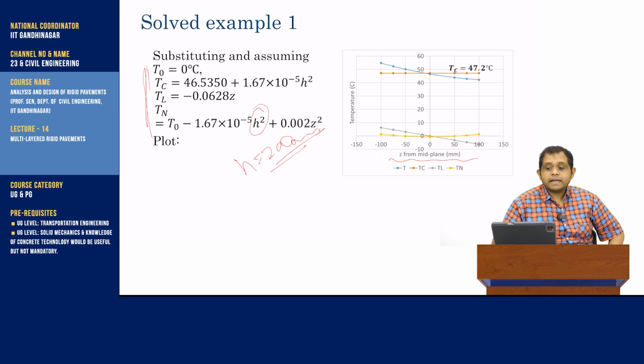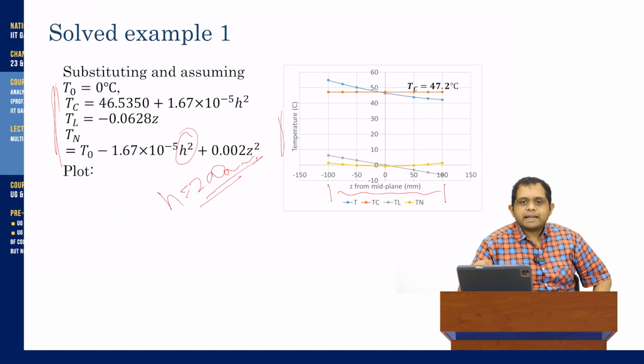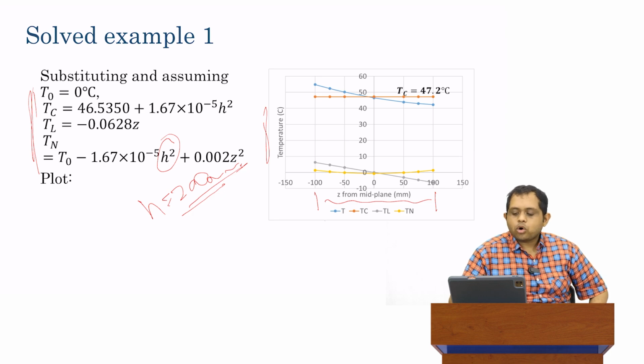Again, this is from the mid plane. So it's going to go from minus 100 to plus 100, keeping in mind that we did make some extrapolation. And on the y-axis, I've got temperature. Now, I've actually plotted all 4 of these temperatures. The first temperature which I've plotted is T. And in this case, what you'll notice is it goes from minus 100 to plus 100.